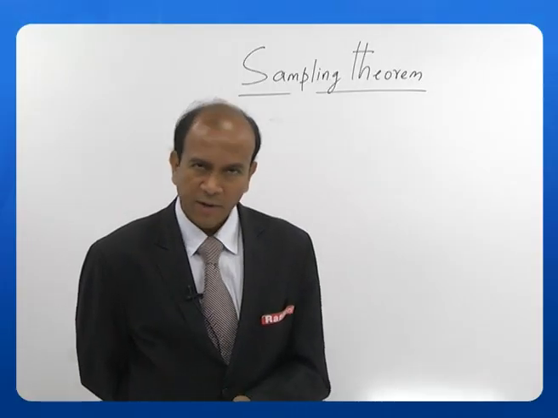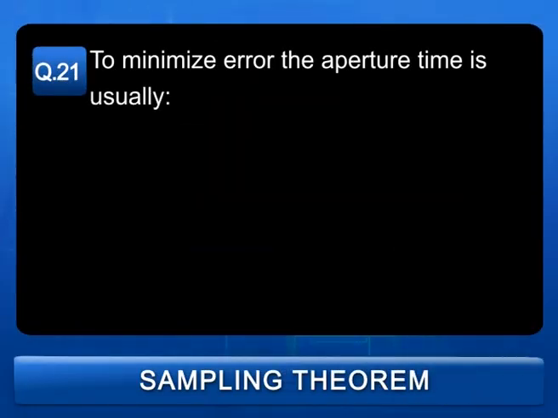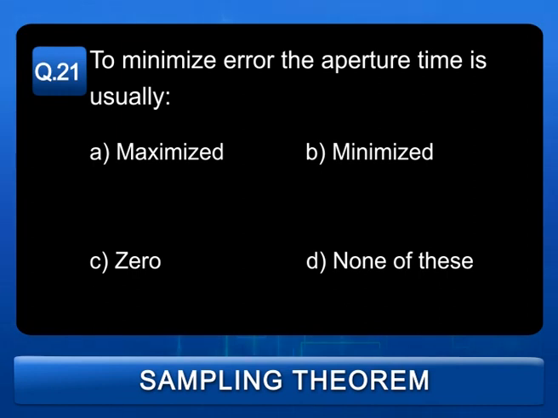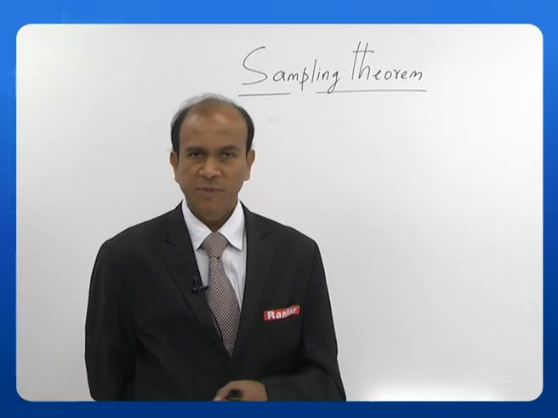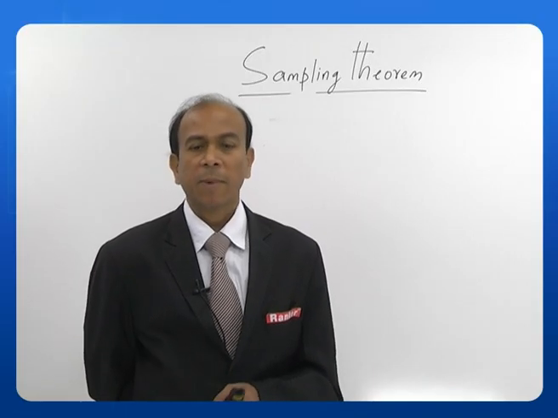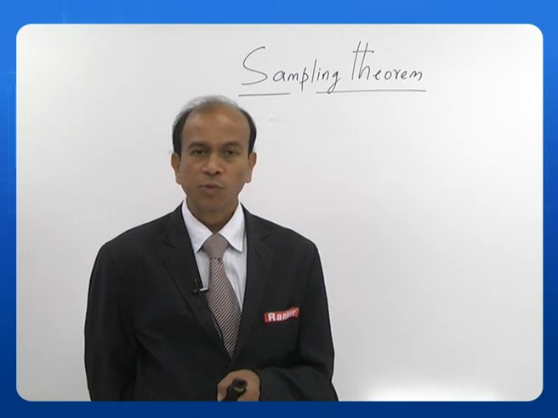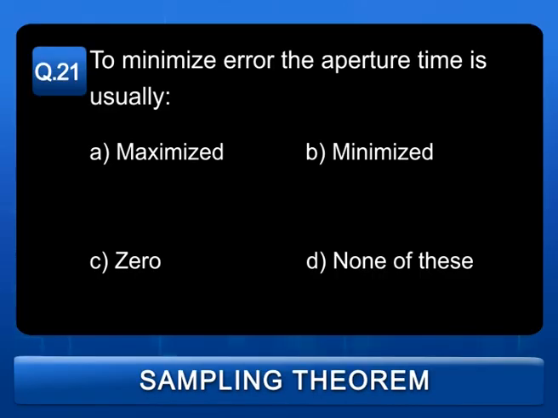Let us see the 21st question. To minimize error, the aperture time is usually A maximized, B minimized, C 0 and D none of these. So, we have seen earlier in our sessions, you have to maximize the aperture time to reduce or minimize the error of aperture. So, the answer is A.